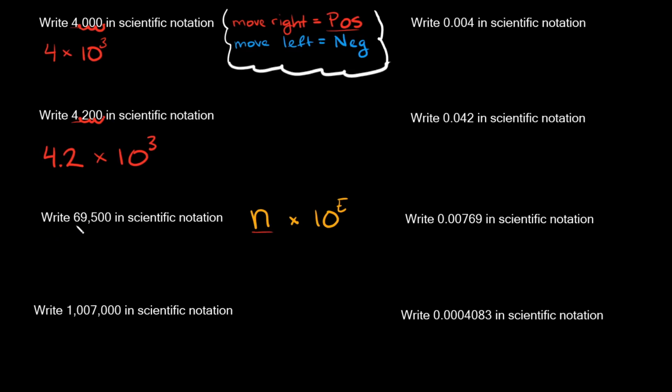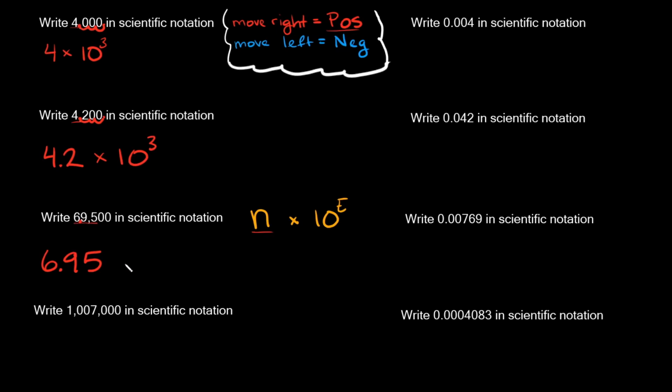So it says write 69,500 in scientific notation. So again, you want to write down all your numbers that are not zeros. So 695, right? 6, 9, 5, okay? Now the second thing you want to do is write a decimal after the very first number here. So it'd be right there. And since we're putting a decimal right here between the 6 and the 9, you also put one right there between the 6 and the 9, okay?